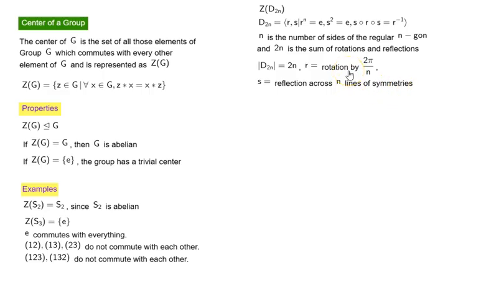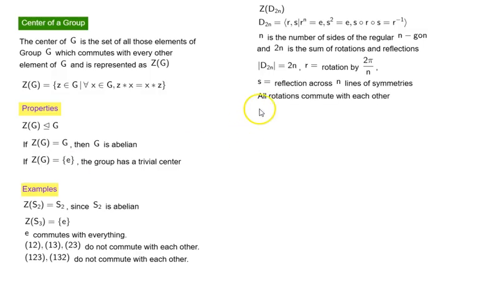So if we are talking of an equilateral triangle, then in that case, the order of D2n will be 6. r would be equal to rotation by 360 by 3, that is 120 degrees. And s will be the reflections across n lines of symmetry, that is 3 lines of symmetry of an equilateral triangle.